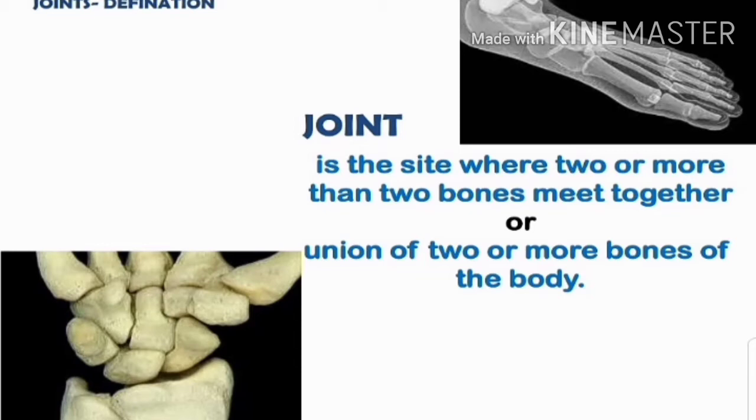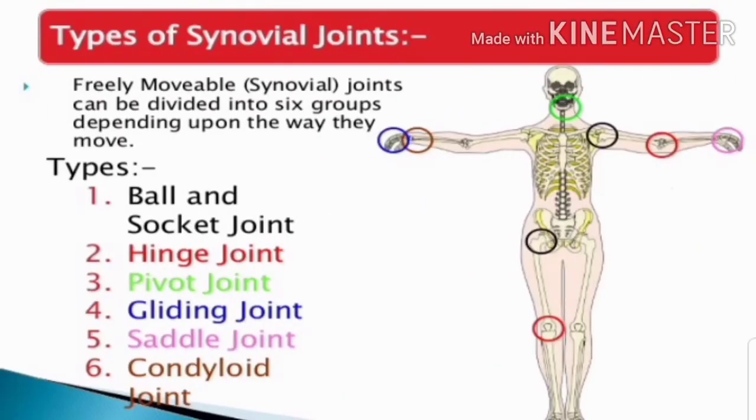Now we will study about the types of joints. Types of synovial joints. So here, synovial means what? Movable. Freely movable joints can be divided into 6 groups depending upon the way they move. So see here, in total there are 6 types of movable joints in our skeletal system.